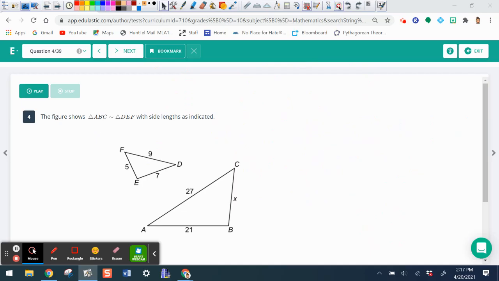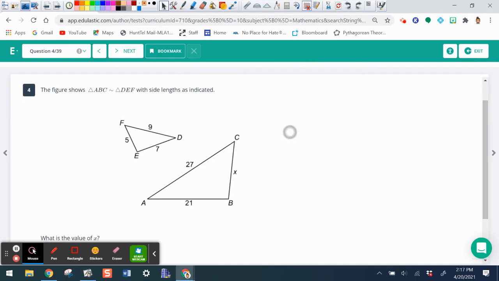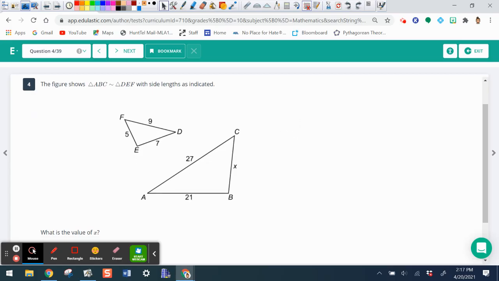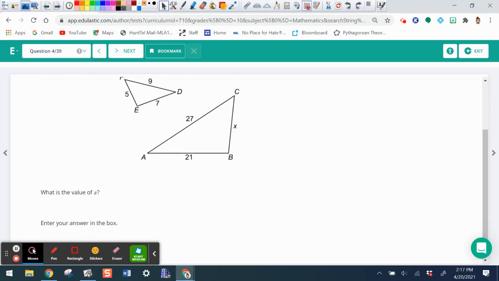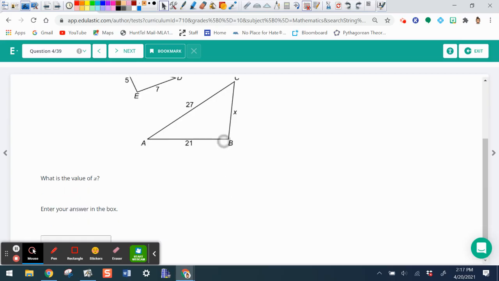So number 4 says the figure shows triangle ABC is similar to triangle DEF with side lengths as indicated. So remember, with similar triangles, corresponding angles are congruent and sides are proportional. So without getting too far into it, let's just see what the question actually wants us to do. So they ask us, what is the value of x? Enter your answer in the box.